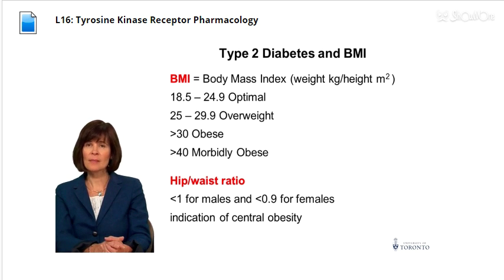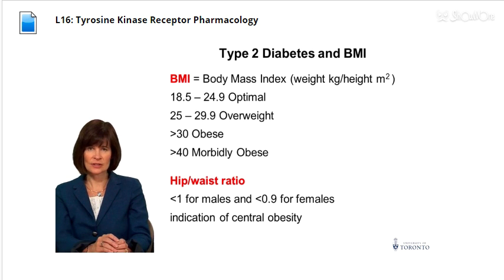People with BMIs in the range of 18.5 to 24.9 are considered optimal for good health, while those with BMIs over 25 are considered overweight. A BMI over 30 is considered obese, and over 40 is morbidly obese. In populations such as ours in North America, the percentage of the population that is in the overweight and obese category is increasing every year.